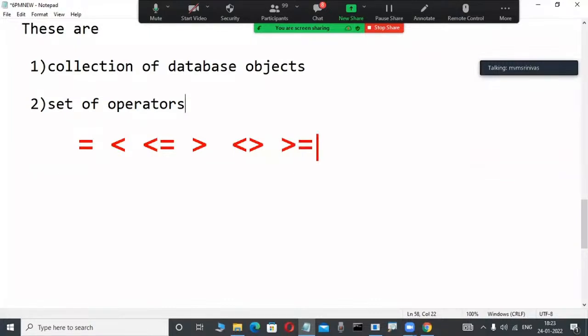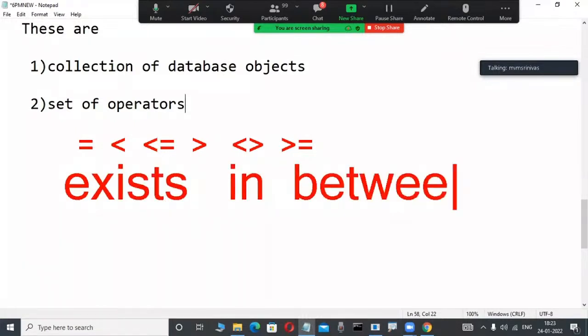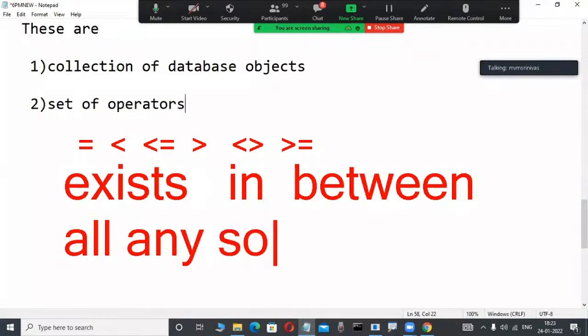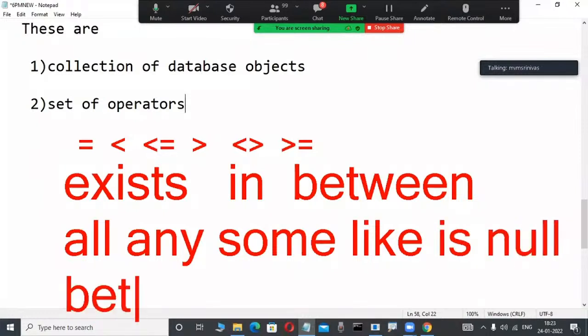We are thinking of not only these operators but also a set of special operators in every relational data model. Exists is an operator. In is an operator, between is an operator. So many operators are there. All is an operator, any is an operator, sum is an operator. Like is an operator. Is null is an operator. This type of special operators are there.